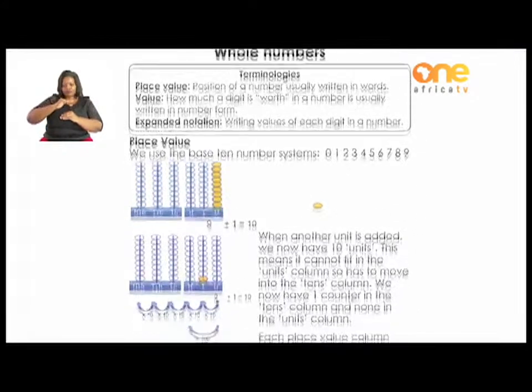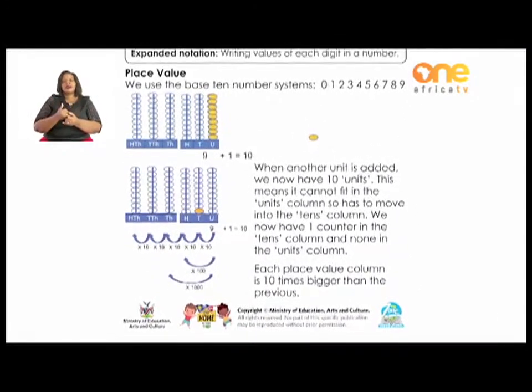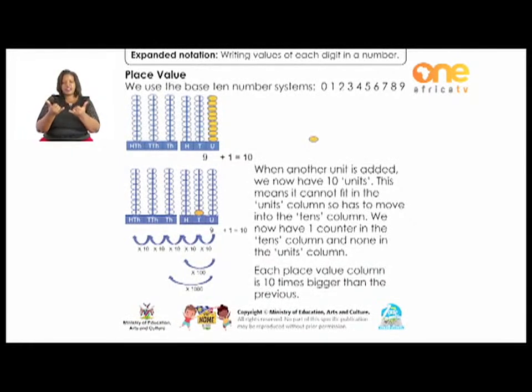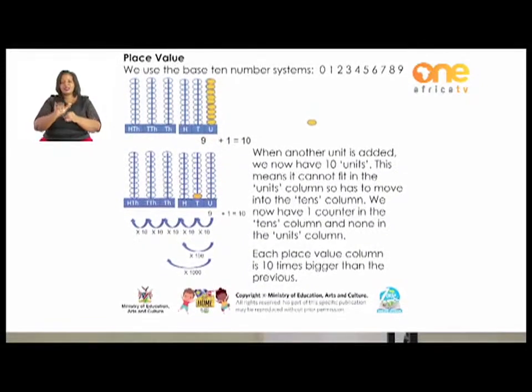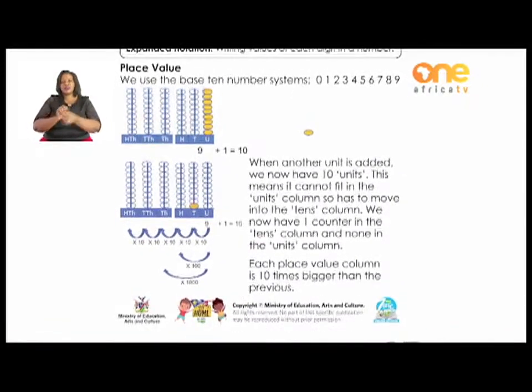Place values. We use the base 10 number system, meaning from 0 to 9. You can see the numbers which are listed there. 0, 1, 2, 3, 4, 5, 6, 7, 8, and 9.